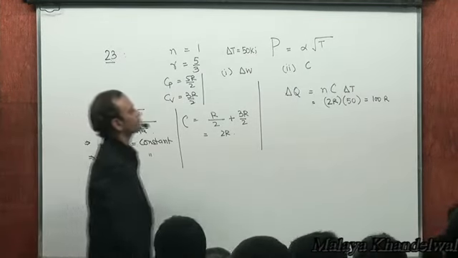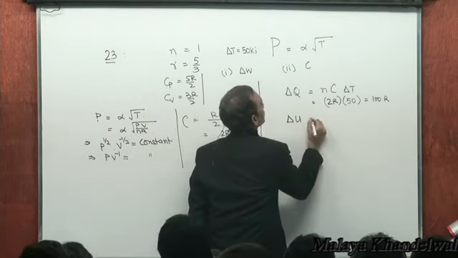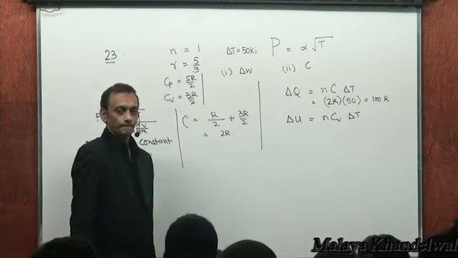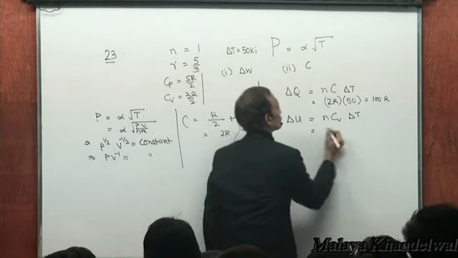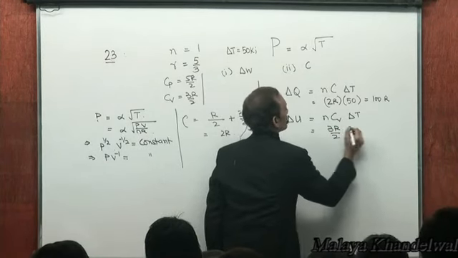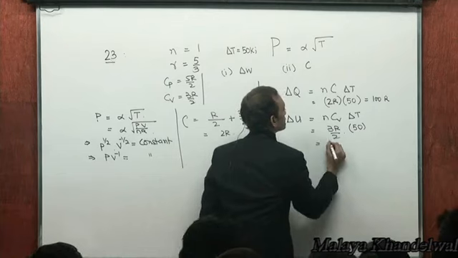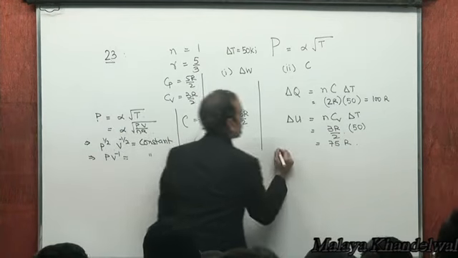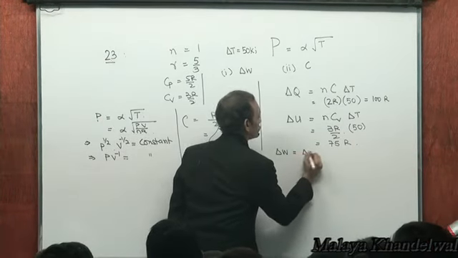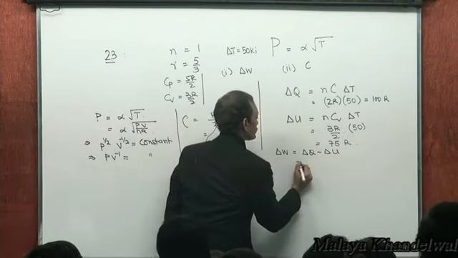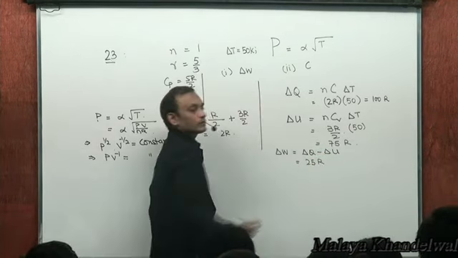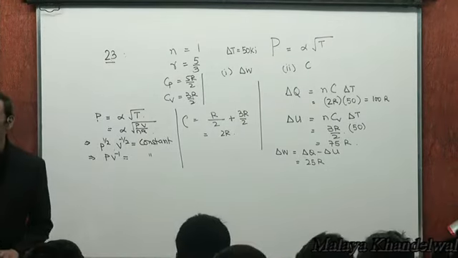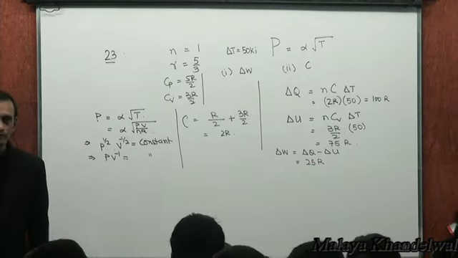Change in internal energy is always going to be nCv delta T. Cv is 3R by 2 into 50. That makes it 75 R. So work done must be delta Q minus delta U, which is 25 R, roughly 207 joules. R is 8.3, so roughly 207 joules, right?